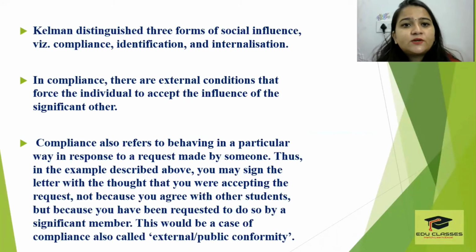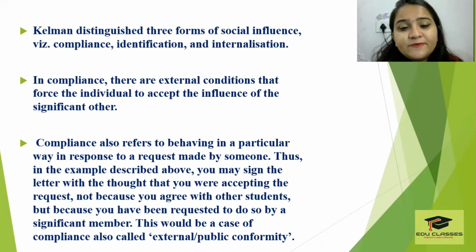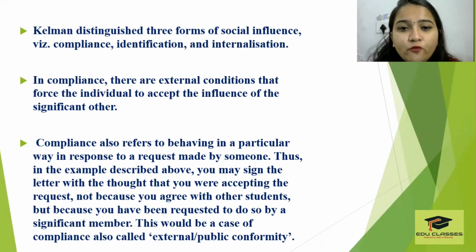Now Kelman distinguished three forms of social influence, that is compliance, identification, and internalization, right? What is compliance? In compliance, there are external conditions that force the individual to accept the influence of the significant other. In compliance, there is some external condition that forces the individual to accept the influence.